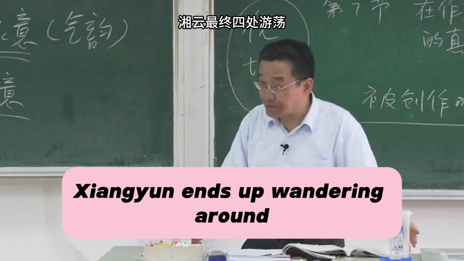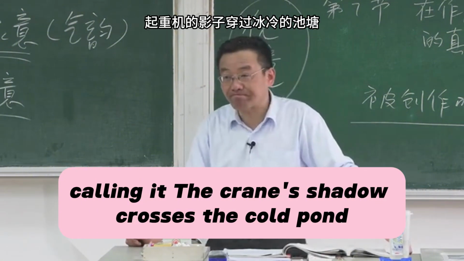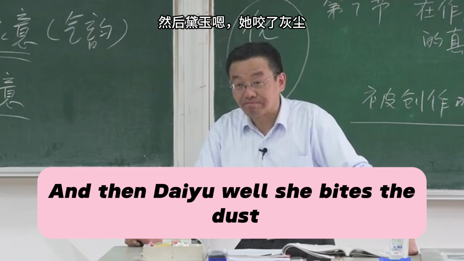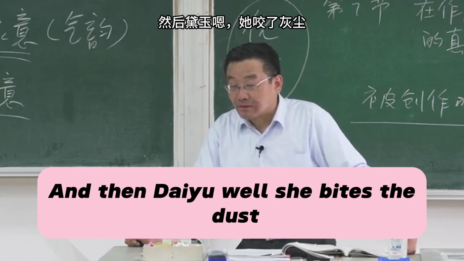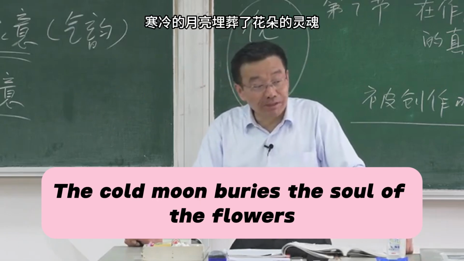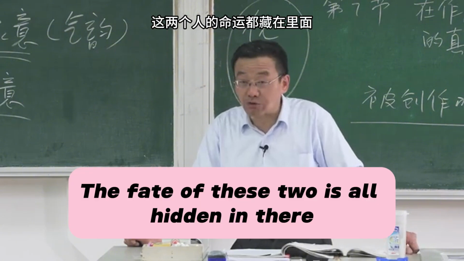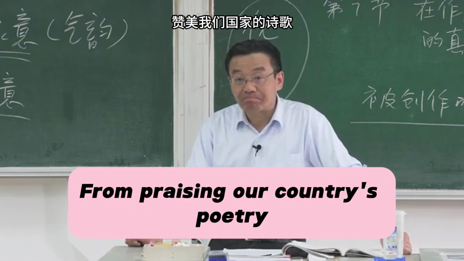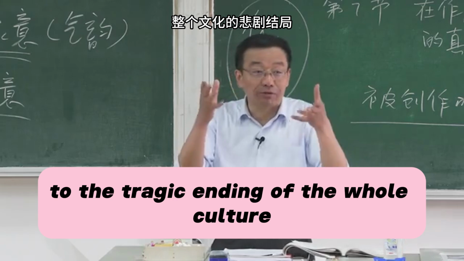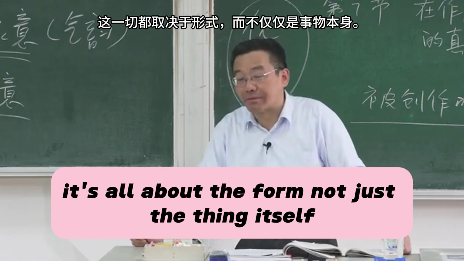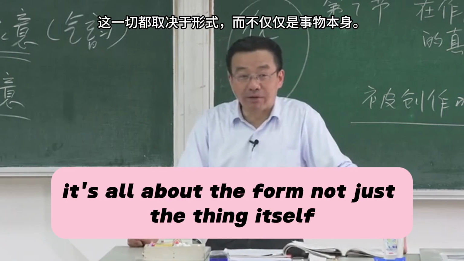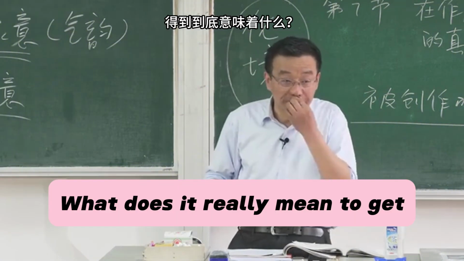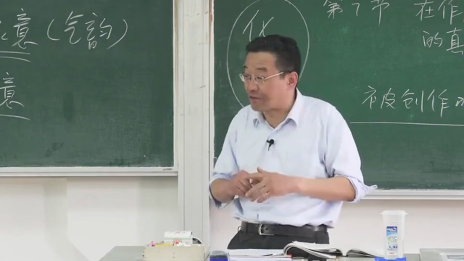Shangyun ends up wandering around, calling it, the crane's shadow crosses the cold pond. And then Daiyu, well, she bites the dust, the cold moon buries the soul of the flowers. The fate of these two is all hidden in there. From praising our country's poetry to the tragic ending of the whole culture, it's all about the form, not just the thing itself. What does it really mean to get Dream of the Red Chamber?